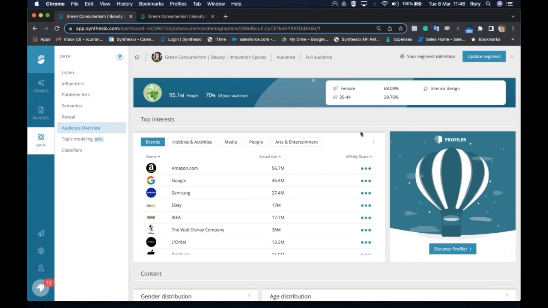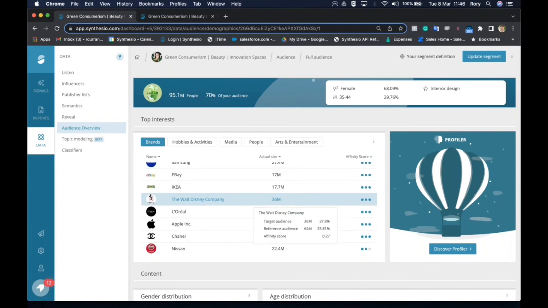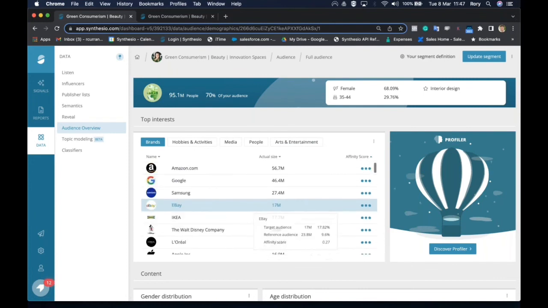So as you can see here, when it comes to brands, this particular audience has a very strong affiliation with Amazon, Google, and seems to be very affiliated with online websites. We can then, of course, drill down to understand specifics, and we can apply lenses over this. So if we just wanted to look at luxury brands or sustainable brands, we have that capability.